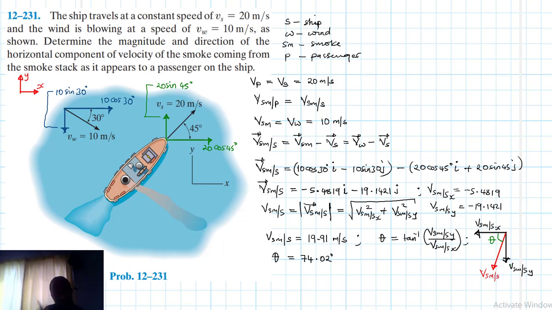All right, so let me outline the final solution. We are done. We found the magnitude and the direction of the velocity of the smoke coming from the smokestack as it appears to the passenger on the ship.